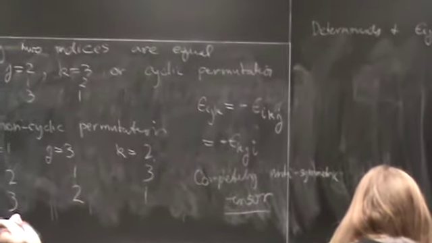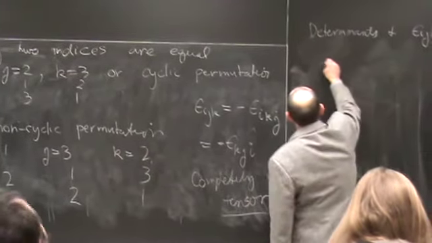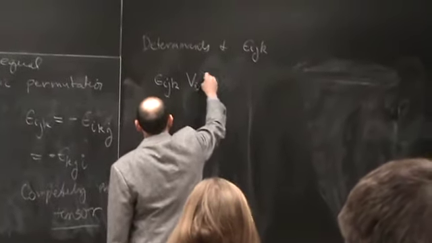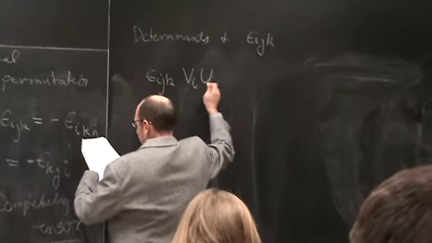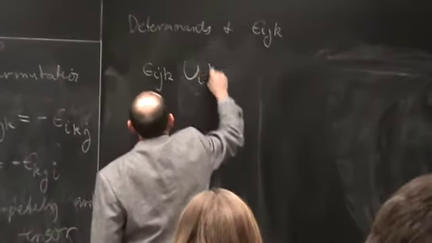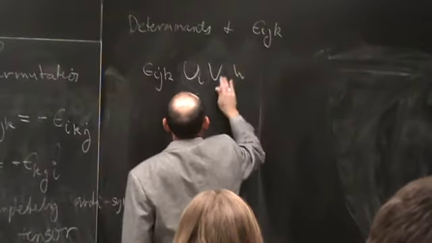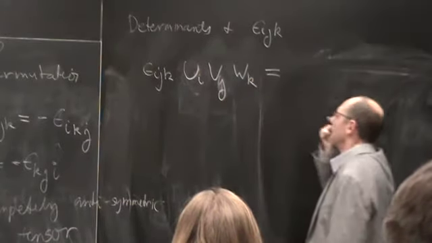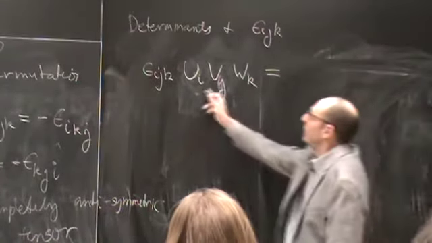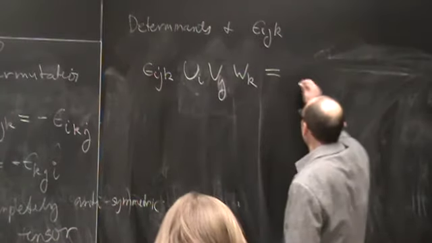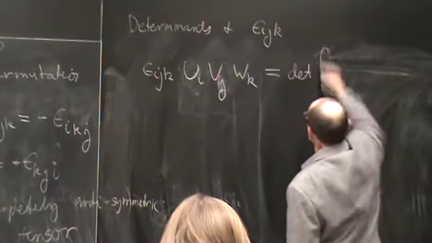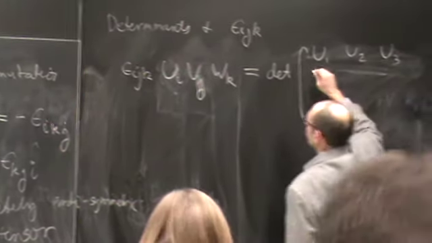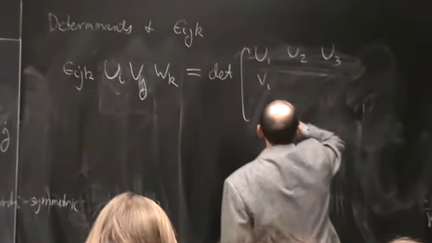So the determinant has the antisymmetric property. So if I look at epsilon ijk times a set of three vectors, u_i, v_j, w_k, we've summed over i, summed over j, summed over k. This is equal to the determinant of the matrix with the entries being those three vectors.